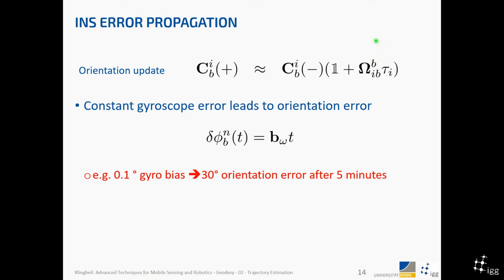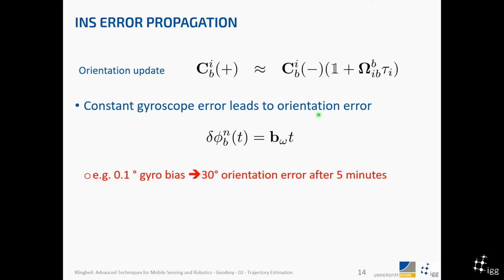If there is an error in this angular rate component, let's say gyroscope bias, a constant offset of the sensor, then this, of course, will be integrated to an angle error, and this means that we have a constantly growing error in the angle, which goes with t, right? So, for example, a bias of 0.1 degree of the gyroscope gives us an orientation error of 30 degrees after 5 minutes.